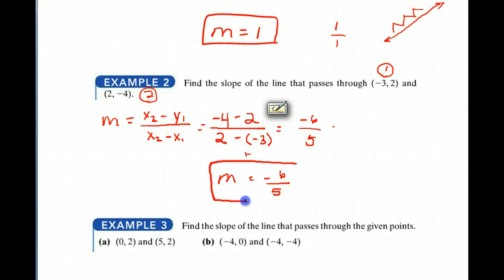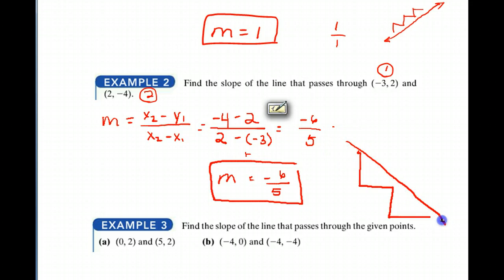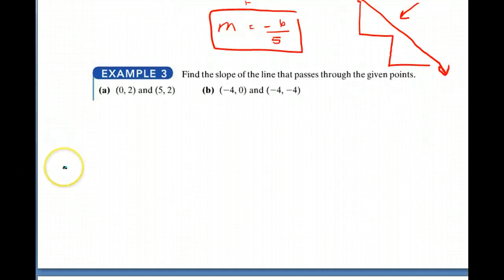For this line, that means the rise is going to drop 6 and run 5, and drop 6 and run 5. So your line is going to fall from left to right. That's what that would look like. Again, you didn't have to do this part. You just had to identify the slope. I just wanted to give you an idea of what that's going to look like.